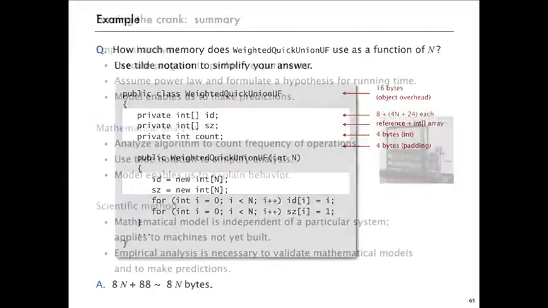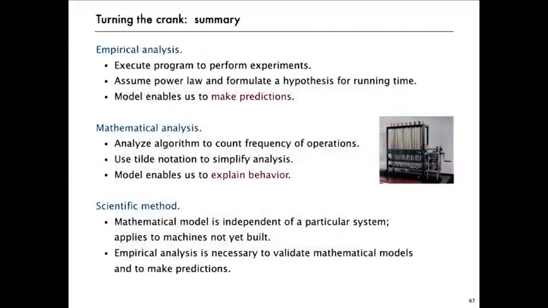Okay, so in summary, we really can figure out how many times we have to turn the crank on modern computers. We can do it with empirical analysis, where we actually execute the program to do experiments and assume a power law, formulate a hypothesis, and make predictions. But we can do more. We can do mathematical analysis, where we can identify the most costly operations, analyze the frequency of execution of those operations, and using the tilde notation to simplify analysis, we can actually explain the behavior, not just predict it.